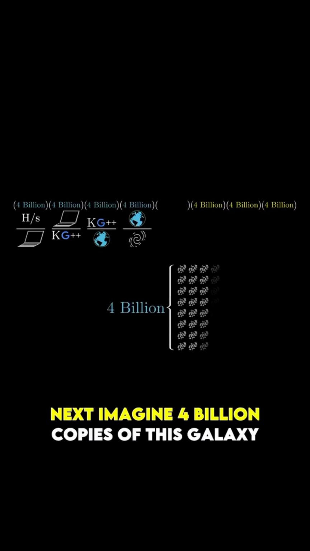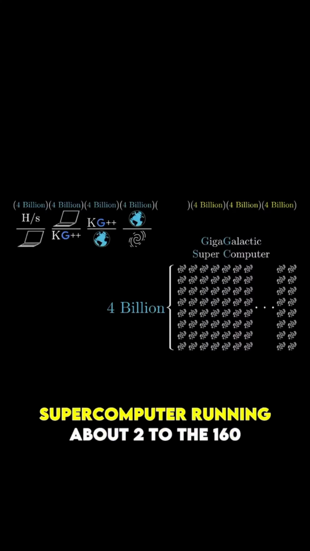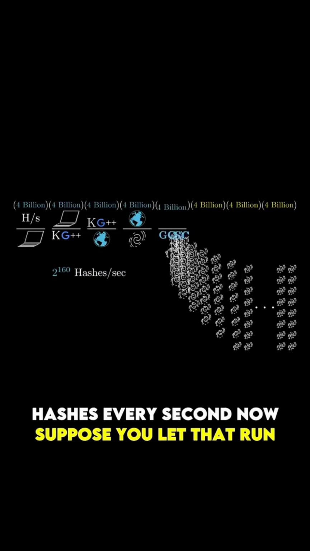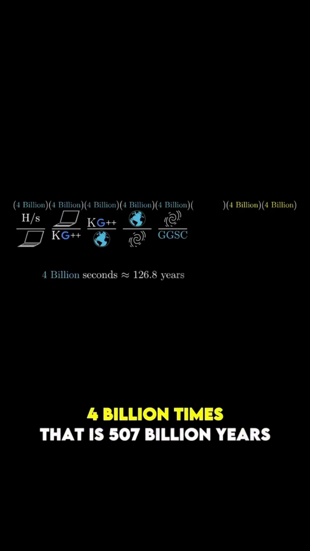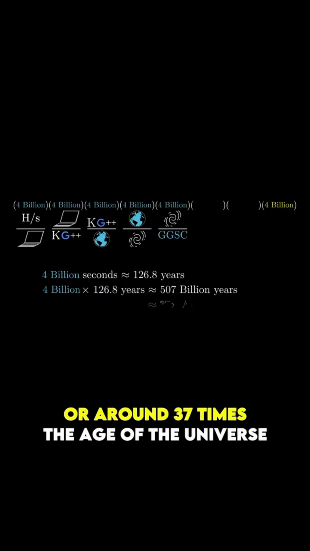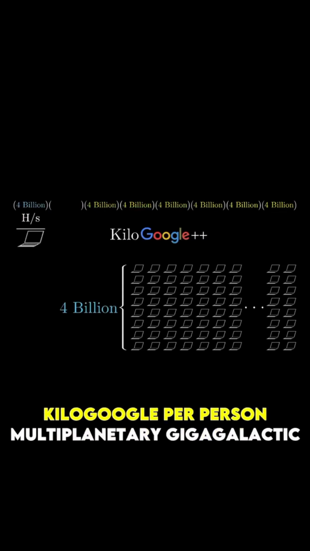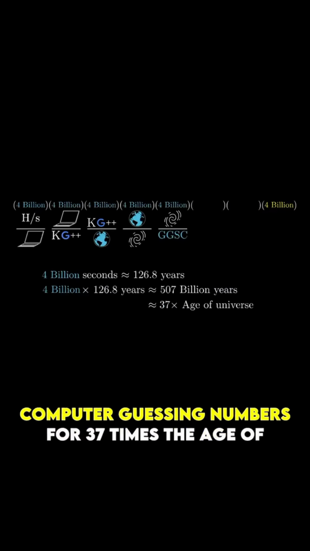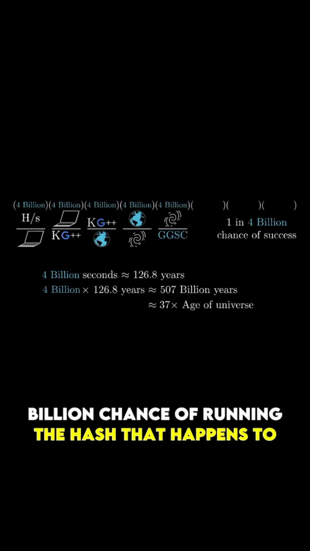Next, imagine 4 billion copies of this galaxy, and we'll call this your gigagalactic supercomputer, running about 2 to the 160 hashes every second. Now suppose you let that run for 4 billion seconds, which is about 126.8 years. 4 billion times that is 507 billion years, or around 37 times the age of the universe. So even if you were to have your GPU-packed kilogoogle per person multiplanetary gigagalactic computer guessing numbers for 37 times the age of the universe, it would have only a 1 in 4 billion chance of running the hash that happens to break a given protocol.